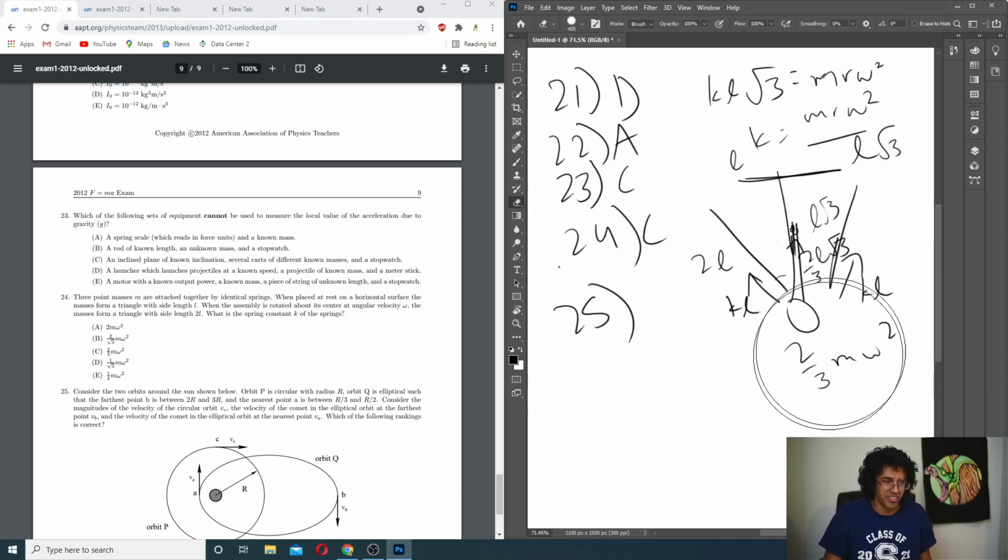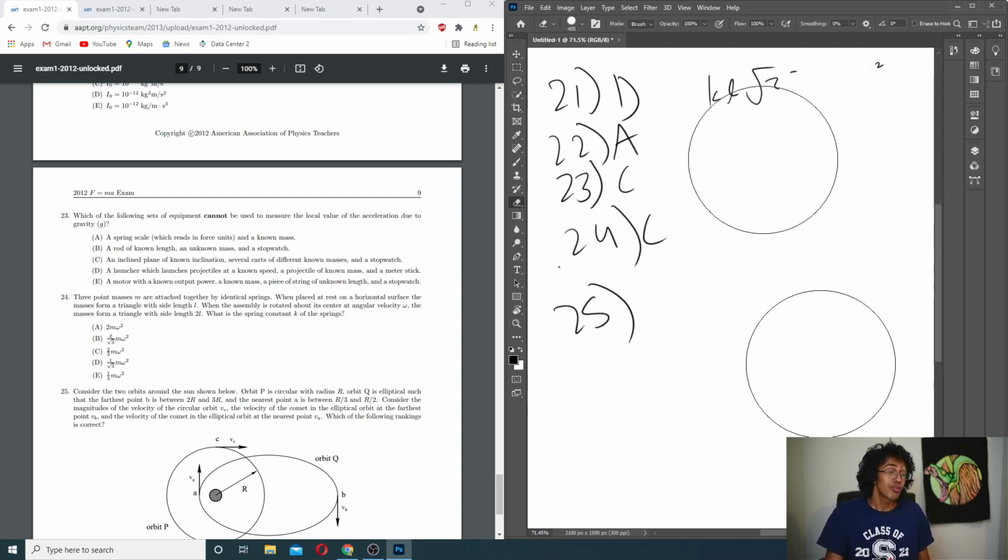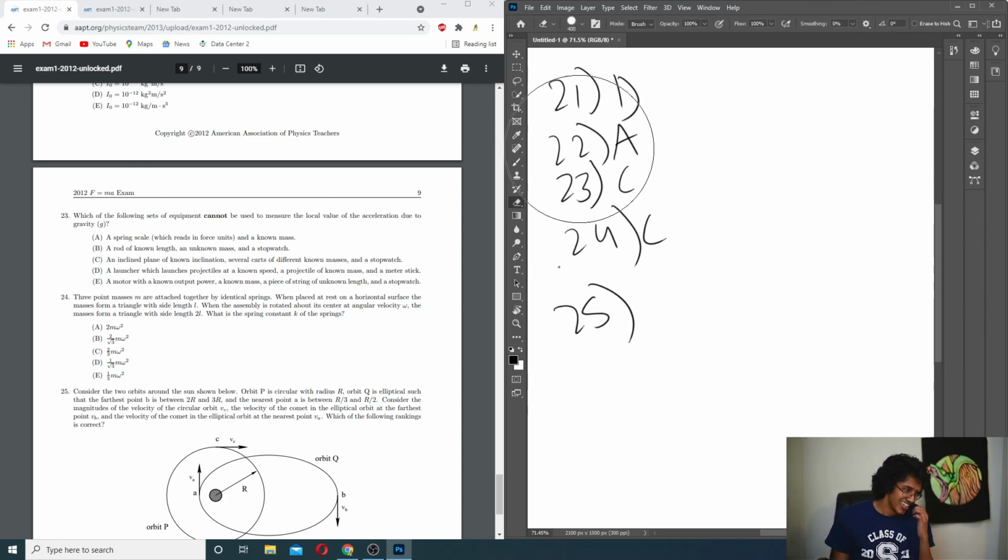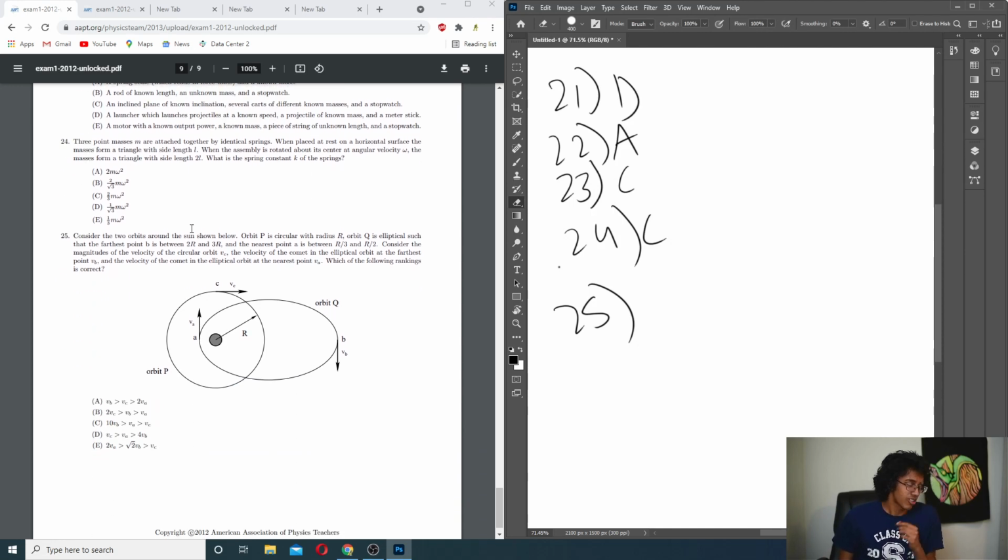25. Oh no, gravity. I hate gravity questions. This one we might not get, okay, boys? So just putting this out there. Consider the two orbits around the sun. Orbit P is circular with radius r, orbit Q is elliptical, such that the farthest point B is between 2r and 3r, and the nearest point A is between r over 3 and r over 2. Consider the magnitudes of the velocity of the circular orbit, and the velocity of, okay.